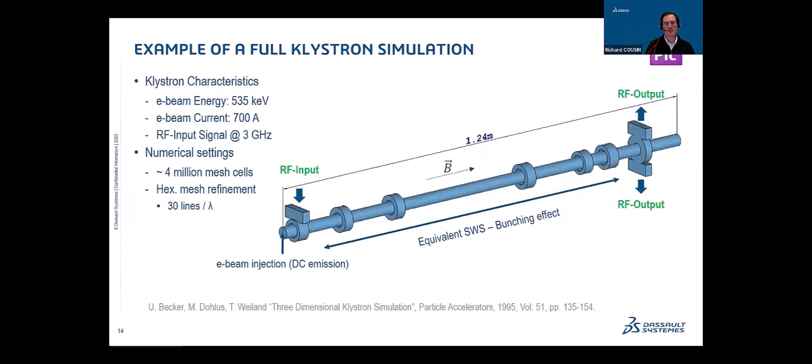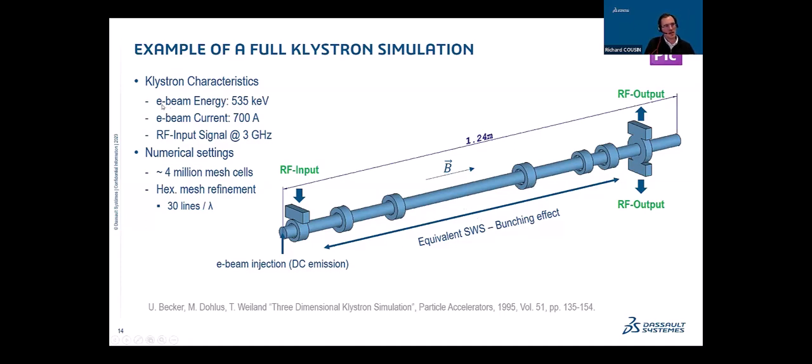So let's have a look at this example, and you can see how powerful CST Studio can be, especially in terms of size, mesh cells, and number of particles that we can take into account. You have here a full klystron example, which is 1.25 meters long and made of 7 cavities. By the way, this is a tube which was studied in the past by one of my colleagues, Ulrich Becker, that you have here on the slide. And this is something that we can now reproduce in real 3D, taking into account the whole tube, which was not possible in the past.